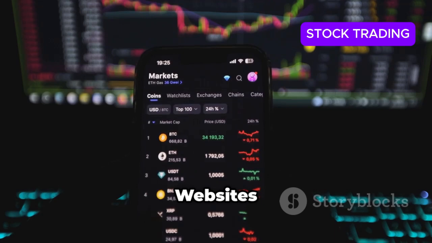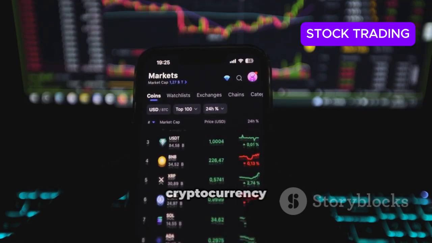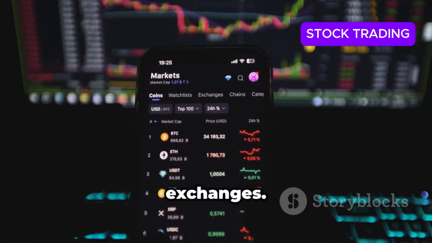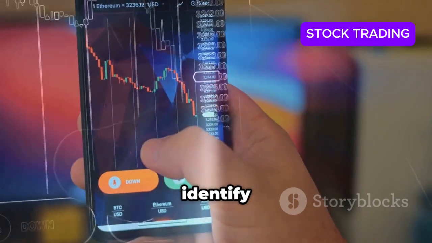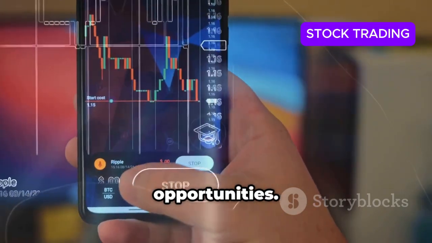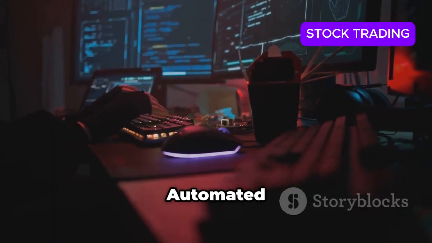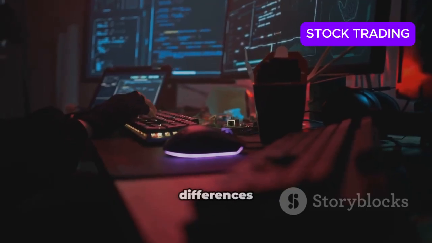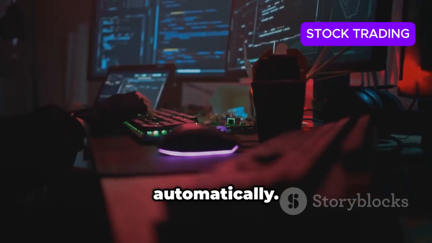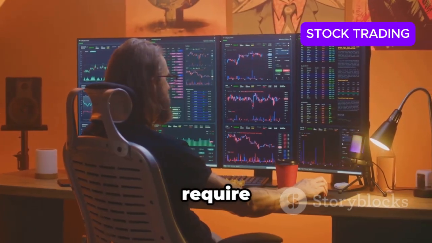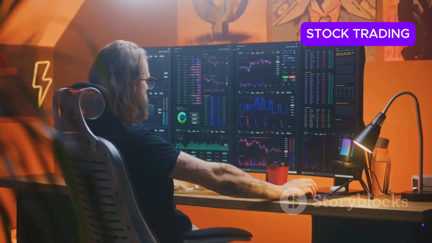Price comparison websites and apps track cryptocurrency prices across multiple exchanges. These can help you identify potential arbitrage opportunities. Arbitrage bots are automated software that scans exchanges for price differences and executes trades automatically. However, these can be expensive and require technical expertise.